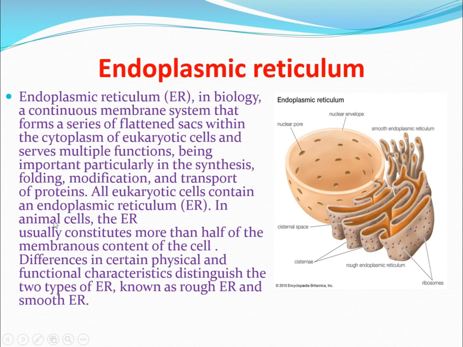Now, all eukaryotic cells contain an endoplasmic reticulum. Be it a plant cell or an animal cell, each cell consists of an endoplasmic reticulum. In animal cells, the endoplasmic reticulum usually constitutes more than half of the membranous content of the cell. Differences in certain physical and functional characteristics distinguish the two types of endoplasmic reticulum, rough endoplasmic reticulum and smooth endoplasmic reticulum.